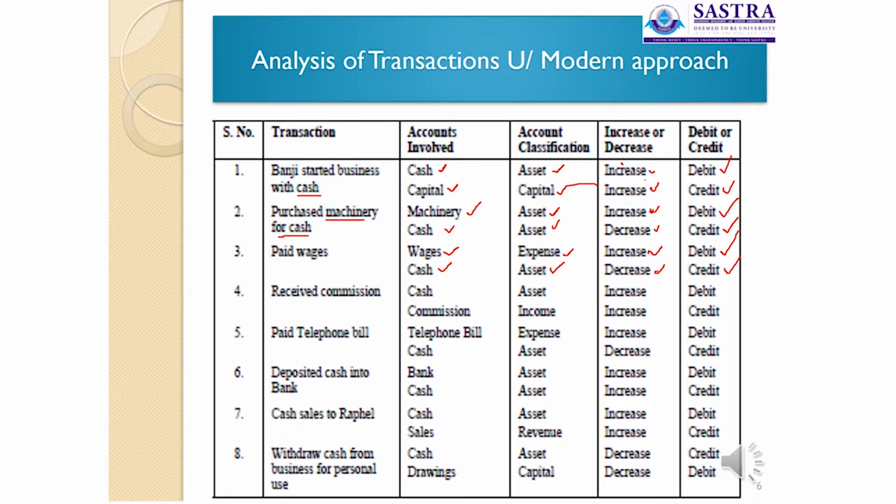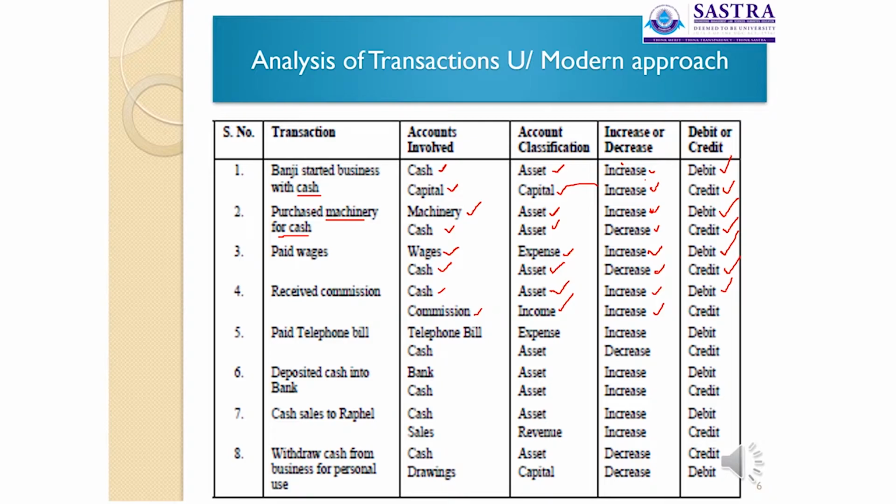Then received commission. Here what are the accounts involved? Cash account and another one is commission account. Cash is relating to asset account. Commission is relating to income. Received commission, so that is treated as income. If asset increase, income is also increase. So if asset increase, it shows debit balance. Income increase, automatically the value of capital is also increased, so that should be credited.